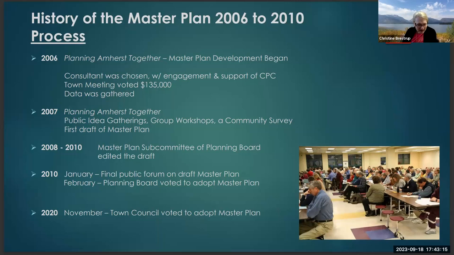Anyway, then we produced the first draft of the master plan. In 2008, 2010, the master plan subcommittee of the planning board edited the draft. And then finally in 2010, they held a public forum and voted to adopt the master plan in February of 2010. Then 10 years later, after the adoption of the charter, the town council also voted to adopt the master plan. Next slide, please.